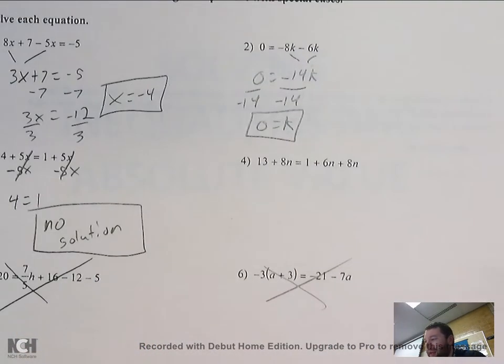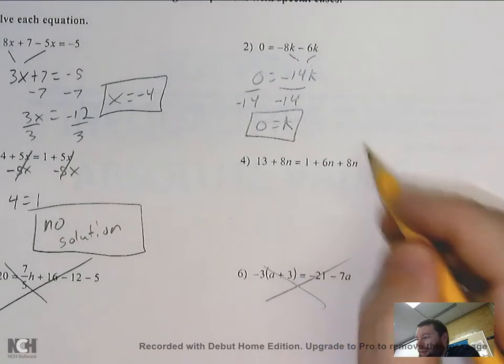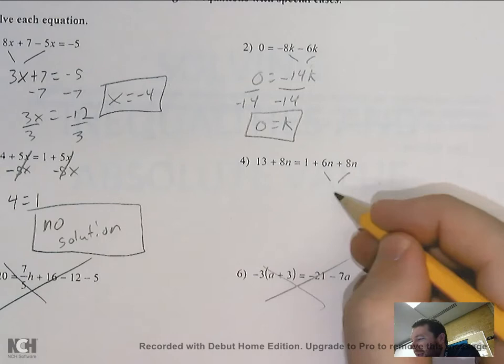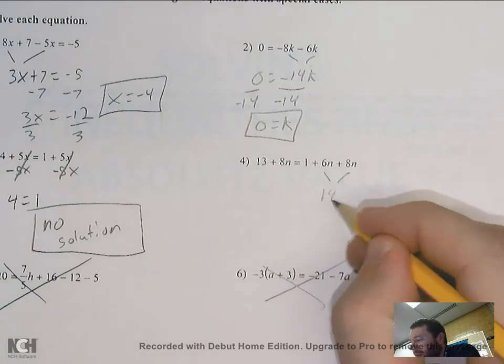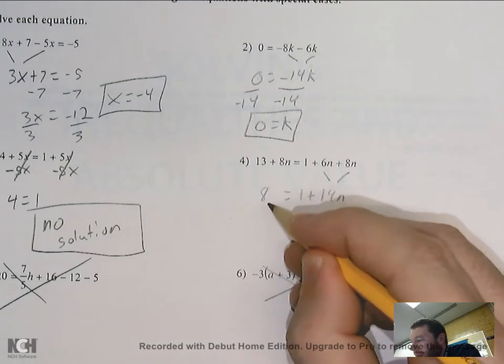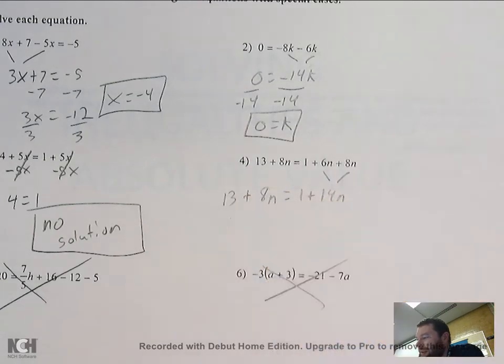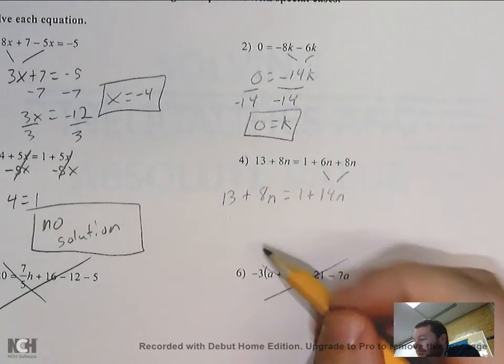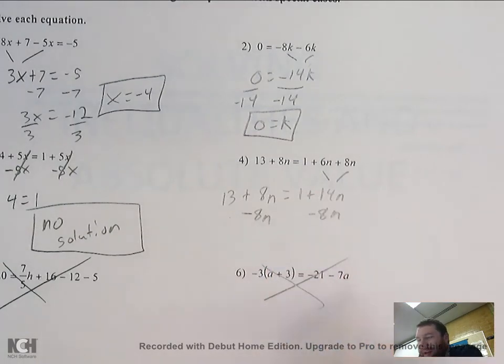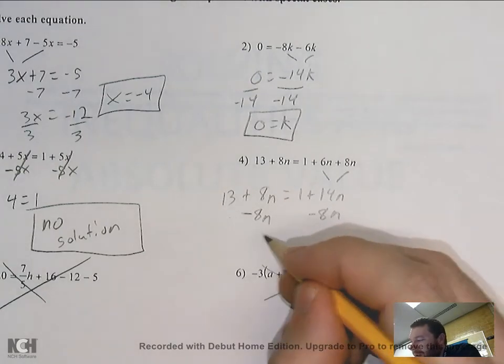Okay, next one. Nothing to distribute. I do have like terms here. Combine those. 6 plus 8n is 14n. Then I still have that 1 plus equals 8n plus 13. Now I need to move the variable to one side, so I'm going to minus the 8n. It doesn't actually matter which one you move. I just like to move the smaller one. So whichever one you want to move, you're going to end up with the same answer either way.